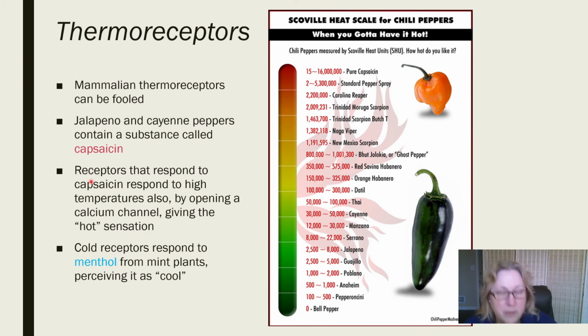Our thermoreceptors can be fooled. There are certain molecules made by plants that can fool our thermoreceptors. The reason that hot peppers are hot is because of a molecule called capsaicin that they make, and we talked about this a little bit when we talked about plants, that capsaicin affects insects and also kills fungus. And so plants are making this for a specific reason, but it also deters mammals from eating their seeds. That's where most of the heat is, because it stimulates both thermoreceptors and pain receptors.